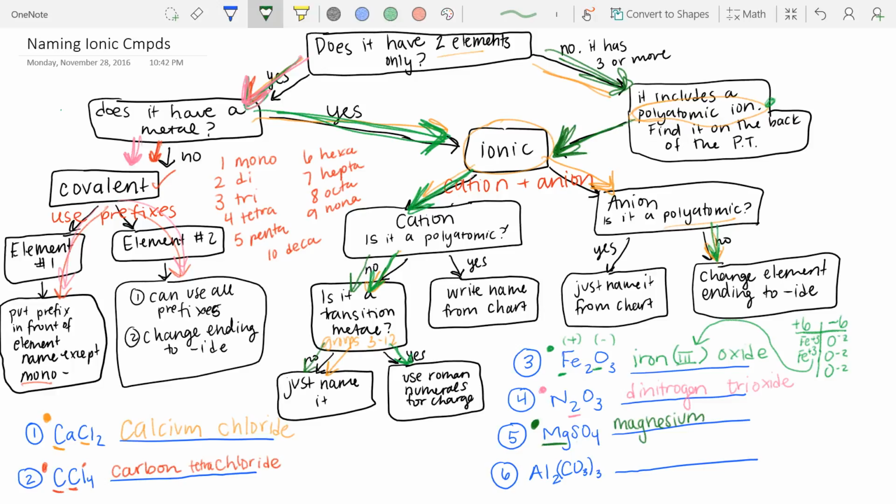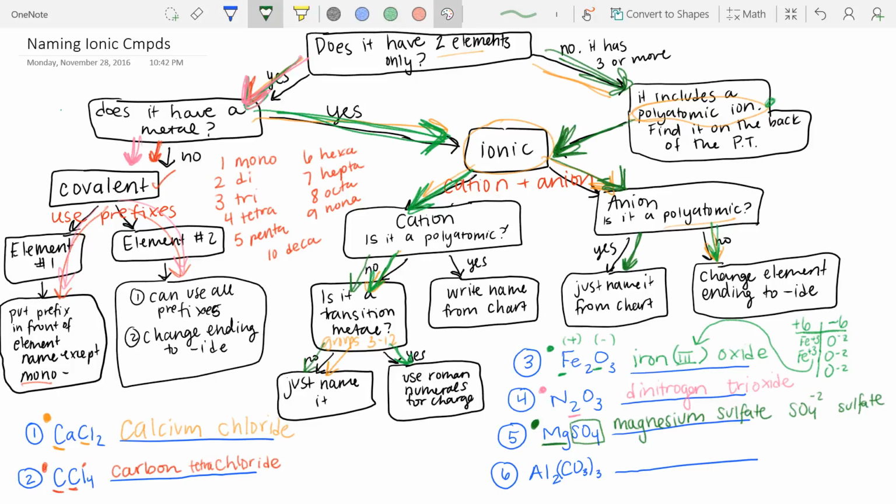But now we go to our anion, down this path. And the question is, is it a polyatomic? Well, what I have left is SO4. And if I look on the back of my periodic table, I will discover SO4 there. And so the answer is yes. And so we would just name it from the chart. So if you search for SO4, you'll see something that says SO4 -2, and it says the word sulfate beside it. Okay, this is referring to the same thing. So we would just name it from the chart, and it would be magnesium sulfate.